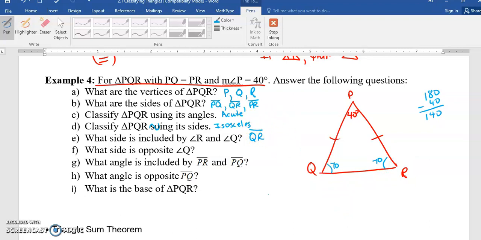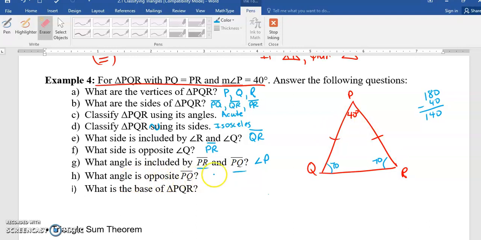Which side is opposite of angle Q? Well, angle Q is down here. What's across from that? Opposite of is side PR. So side PR is opposite. Which angle is included by PR and PQ? Here's PR, here's PQ. What's between them? Angle P. Whoops, I wrote it in the wrong spot. Angle P. So included just means in between.